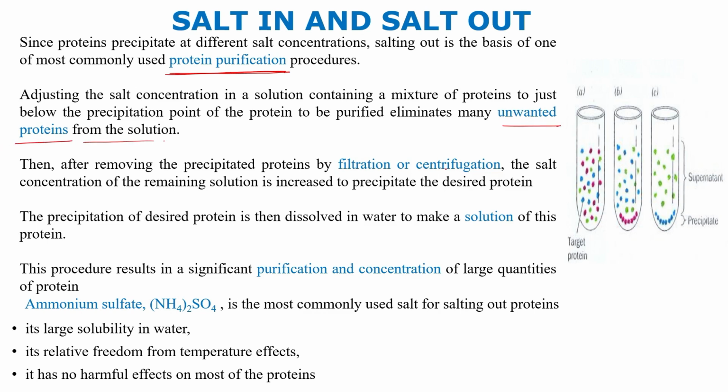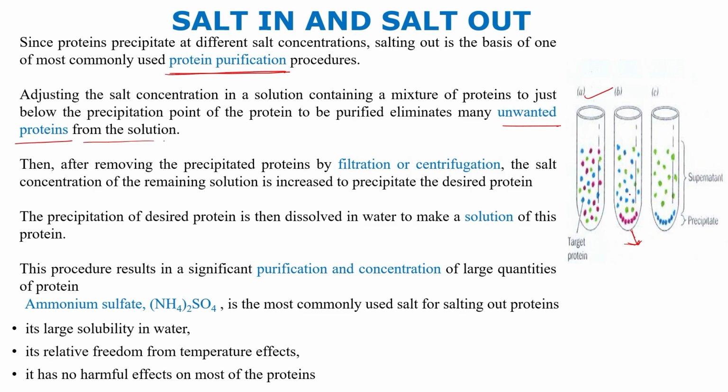Say this is a centrifuge tube, and we have different types of proteins in the solution. Here we can see blue color, green color, and then pink color. If we want to isolate, purify or concentrate the target protein, which is blue in color, how will we proceed? First we will add the salt, at a concentration until unwanted proteins like the pink color proteins get precipitated. Here we have added sufficient salt concentration to cause the pink color proteins to get precipitated. These are unwanted, we want the blue color proteins.